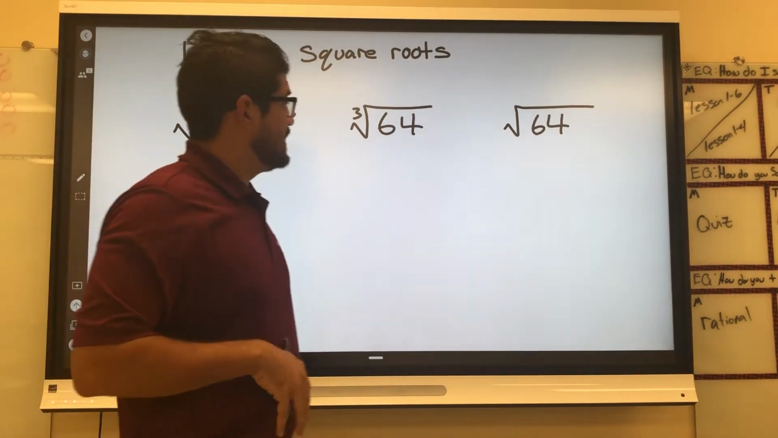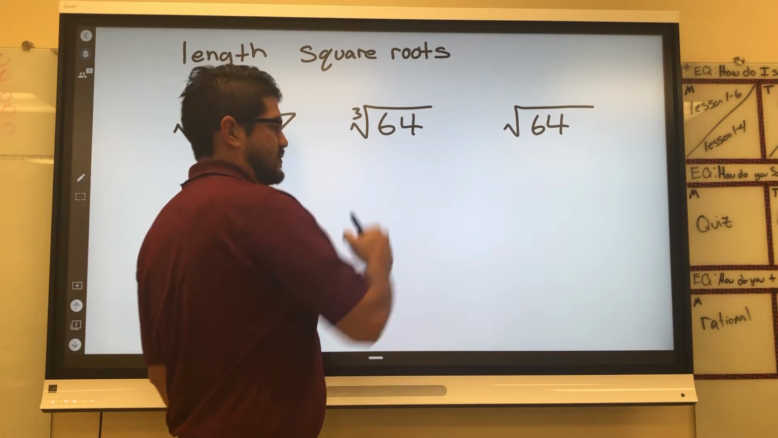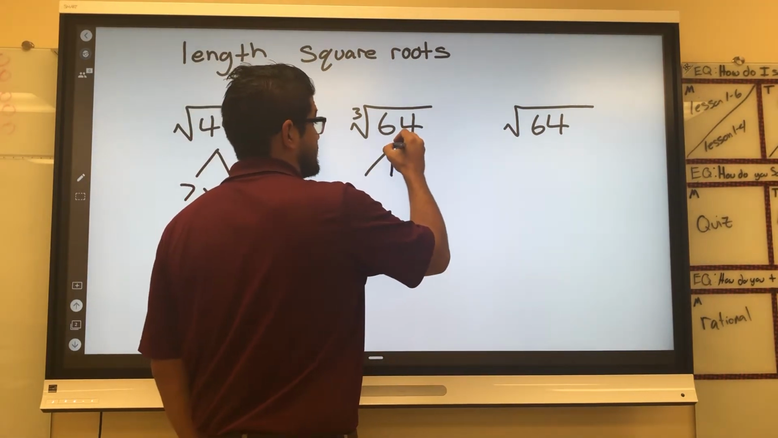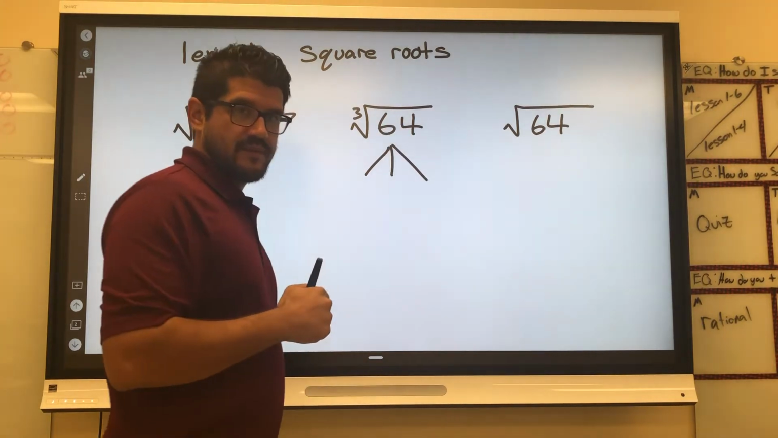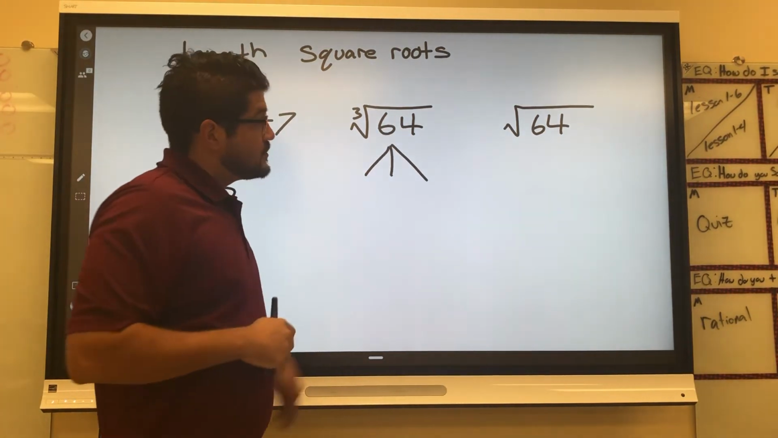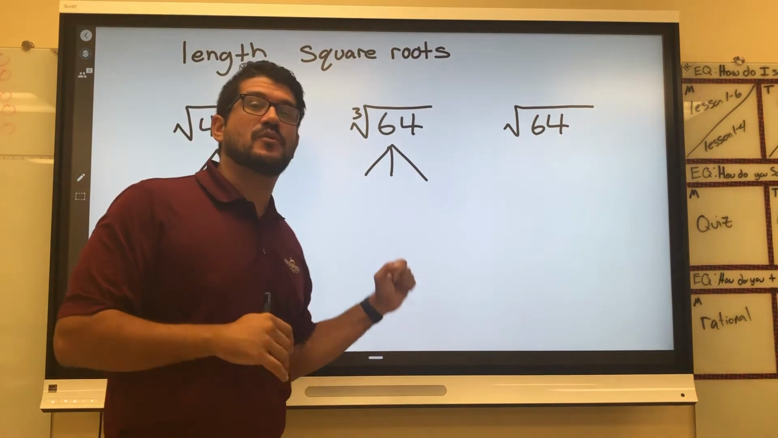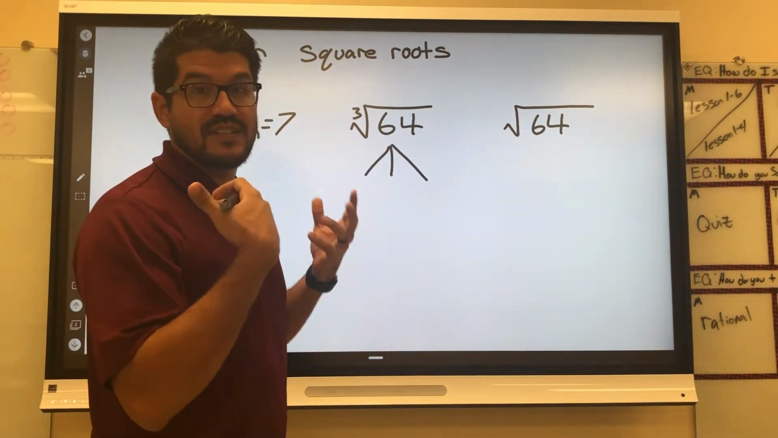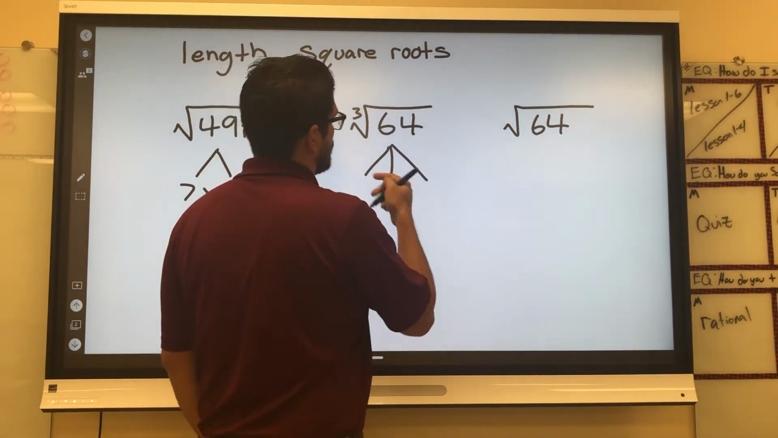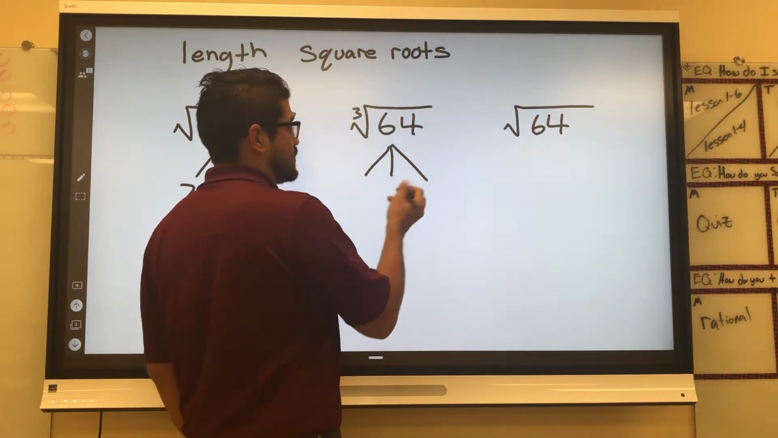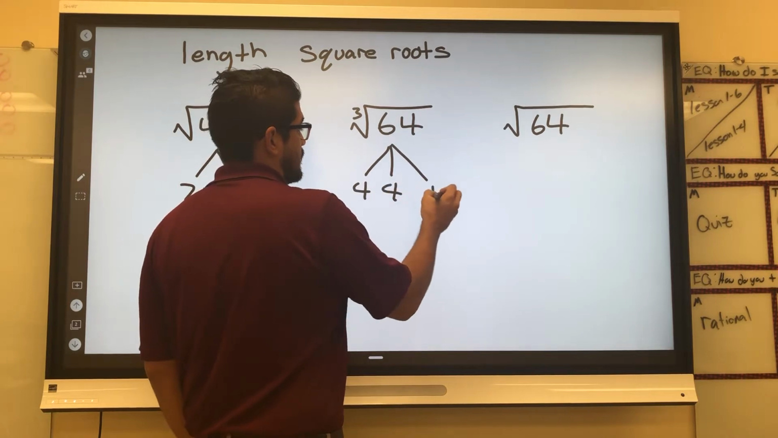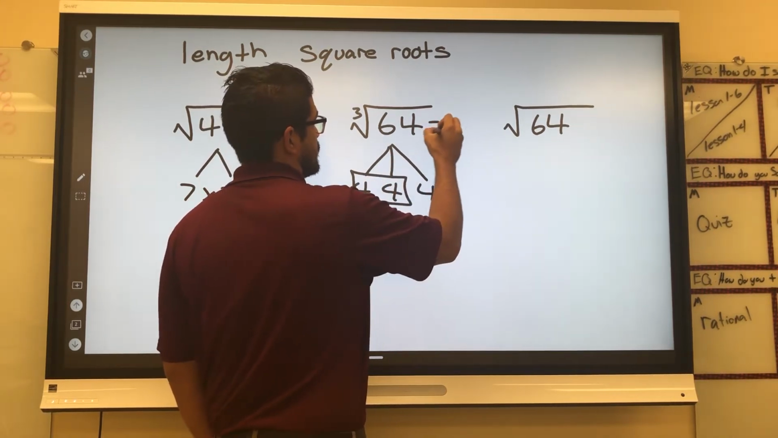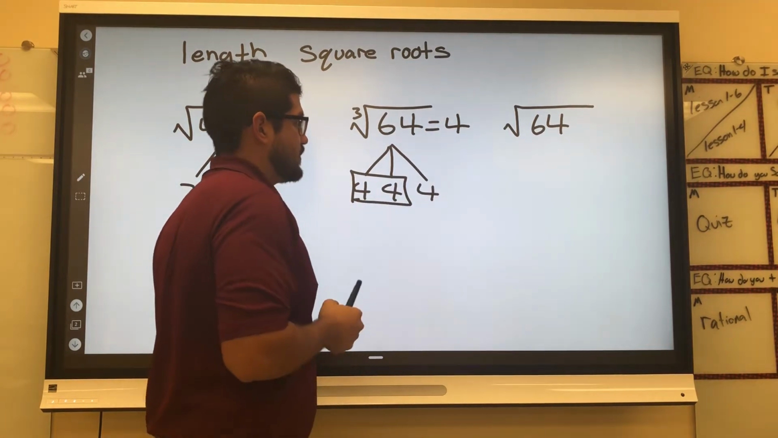What about this one? 64. There's a 3 in this radical, because they're asking you what number times itself again makes 64. Okay, again, we're talking about lengths. So this is probably like the volume is 64, and I want to know the length of each side. Okay, the volume of a cube, meaning all the sides are the same. So you go, okay, what number times itself again gives you 64? It's 4. Because 4 times 4 is 16. 16 times 4 is 64. So the answer for this one is 4.